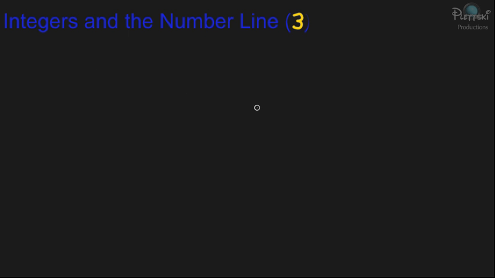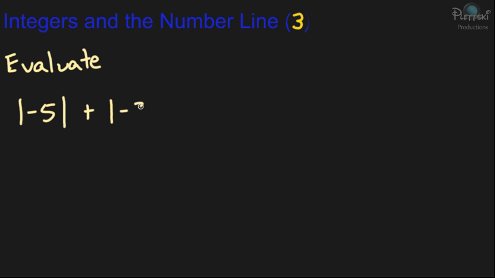In this lesson, we're going to play around a little bit more with absolute values and comparing integers. So let's take a look at some absolute values first. Let's evaluate some absolute values. We want to evaluate the absolute value of -5 plus the absolute value of -3. Okay, well, what does that mean?